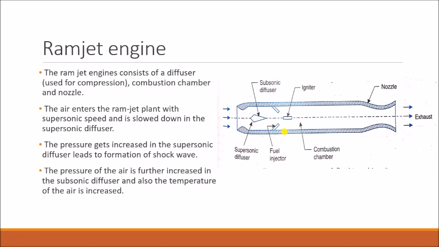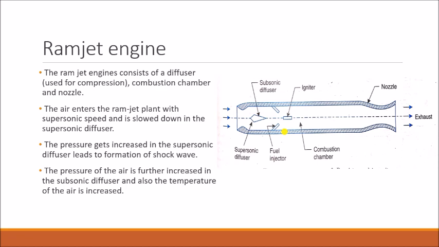This ramjet is used in aircraft such as the X-43A. These are also used in missiles powered by ramjet engines, and they are also used in some military applications. So this is regarding the ramjet engine.